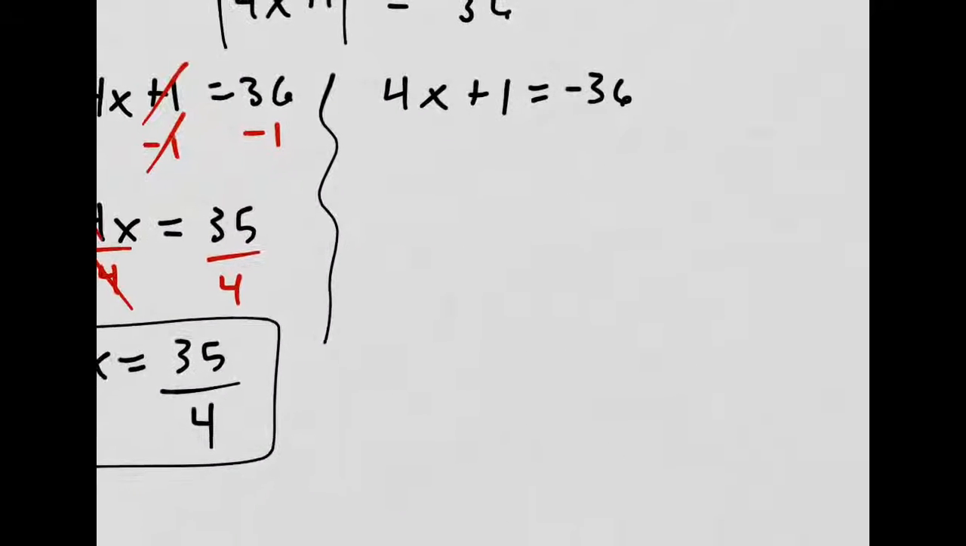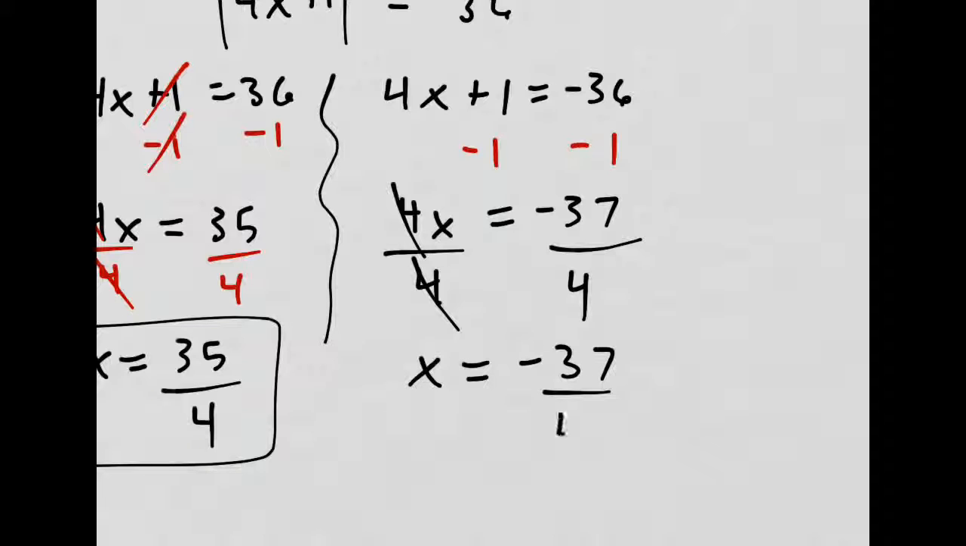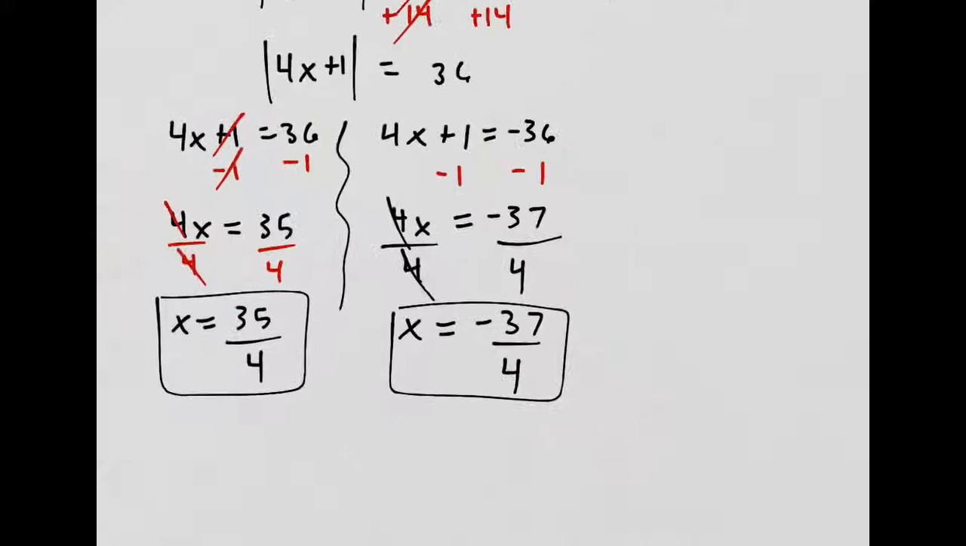Alright, sweet. What about this one? Minus 1. That's negative 37. And divide by 4. x equals negative 37 over 4. That's nice. That's our answer.